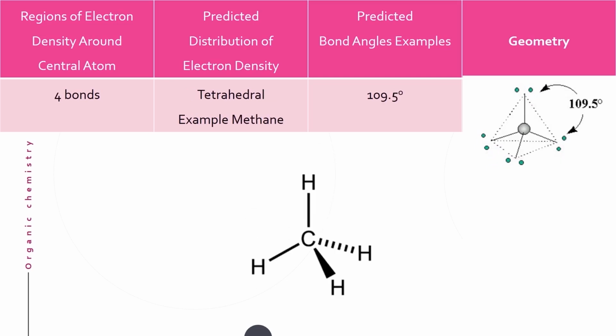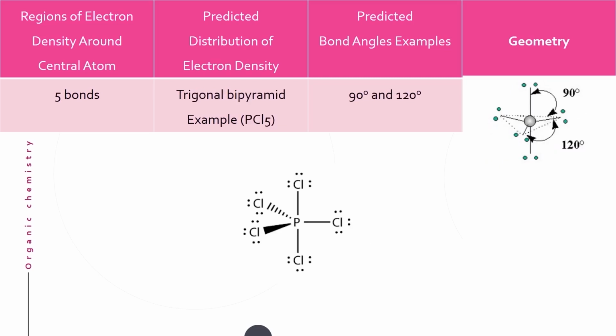4 bonding pairs form a tetrahedral with bond angle equal to 109.5. For example, like we saw before, the methane molecule. 5 bonds form a trigonal bipyramid. Notice the angle of the atoms on the same plane is equal to 120, and the angle of the atoms out of the plane is equal to 90. There is not much repulsion because they are on different planes.